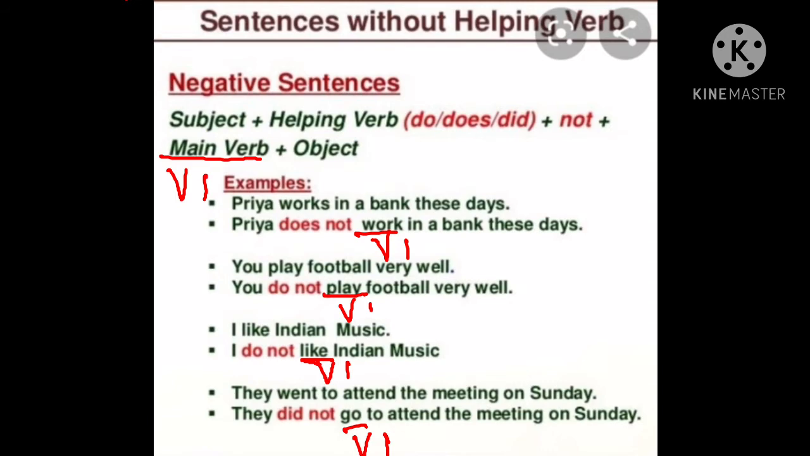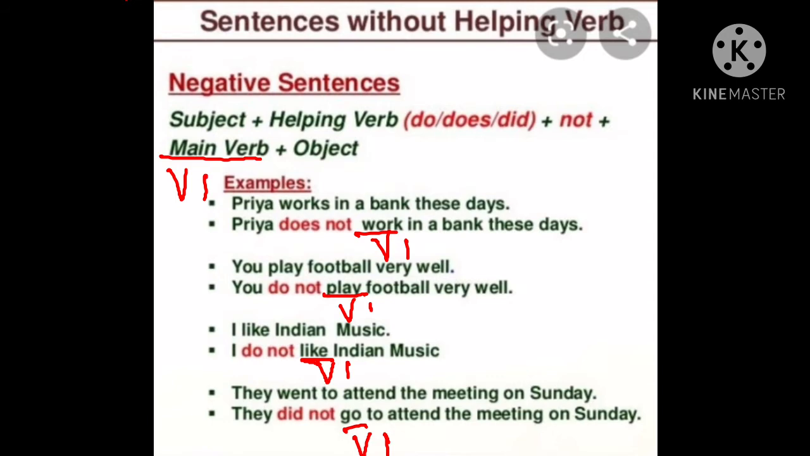First one is Priya works in a bank these days. Now here, in these sentences the helping verb is not there. So we have to check the main verb. Which form is the main verb? Here works is the main verb and the form of the verb is V1 plus S. So V1 plus S means we have to use does. So we will put not after does and the main verb works will be changed into V1, work. Okay. So the negative sentence will be Priya does not work in a bank these days.